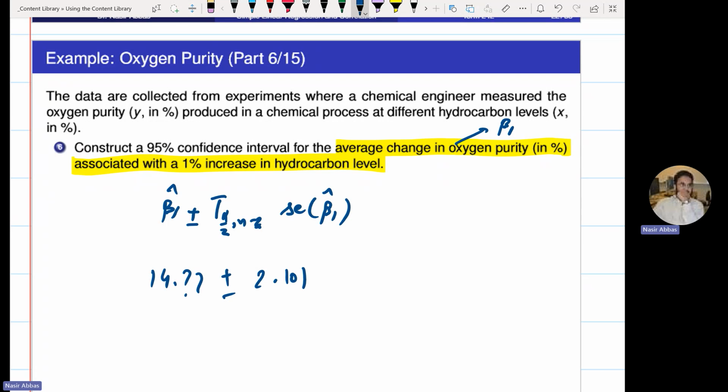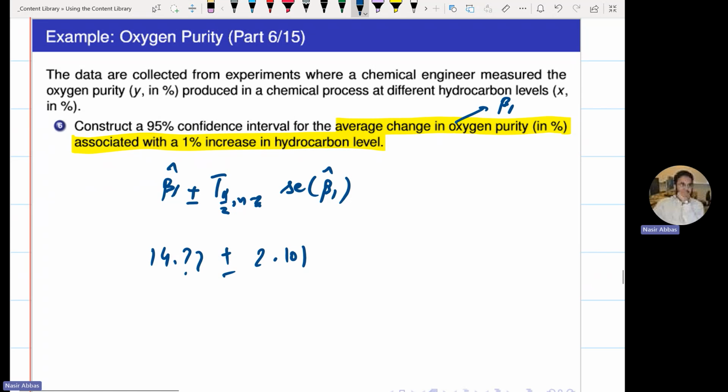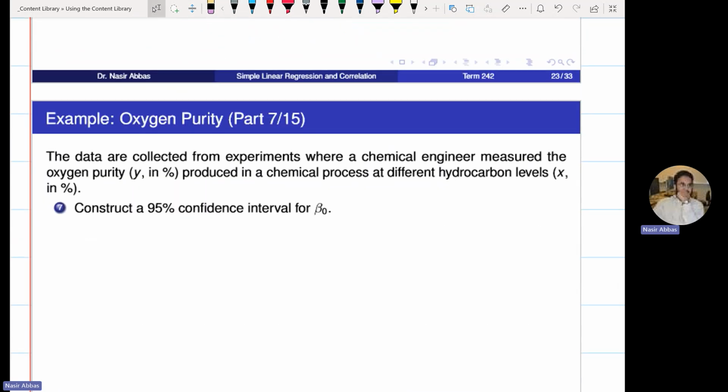And from that upper limit and lower limit, you will say that we are 95% confident that if hydrocarbon level changes by 1%, the average change in oxygen purity is between this and this percent, whatever are the lower and upper limits of this confidence interval. So let us wind it up here. Look at this question. I did not ask for the confidence interval for the value of Y when X is 0. Why did I not say it in terms of interpretation? Because I cannot interpret beta naught in this case, because hydrocarbon level 0 was not in the domain. So I did not ask this question in terms of interpretation.